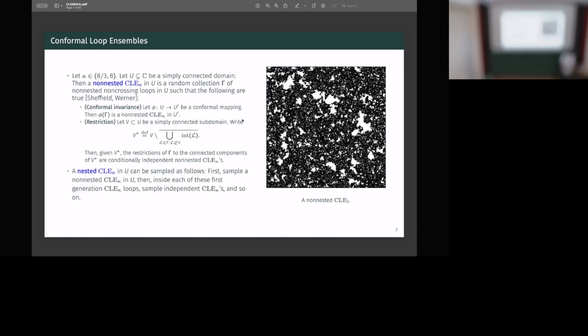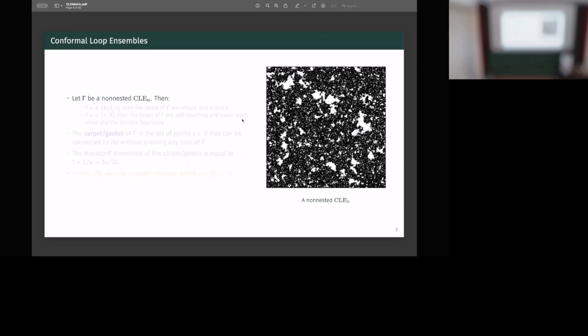Once we have a non-nested CLE, we can obtain a nested CLE as follows. First we just sample a CLE, which is some loops. Each of these loops is again a simply connected domain. In each of these domains, we sample another non-nested CLE like this. In each of these loops, we sample again, and we do this many times, and we will obtain a nested version.